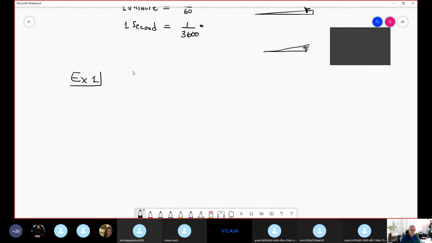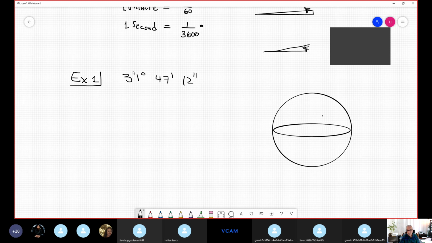We have 31 degrees, 47 minutes. This is the notation that we use: the minute is a prime, and 12 seconds, a double prime. That means that this is the angle. So suppose that this is a planet. It's the Earth, right?